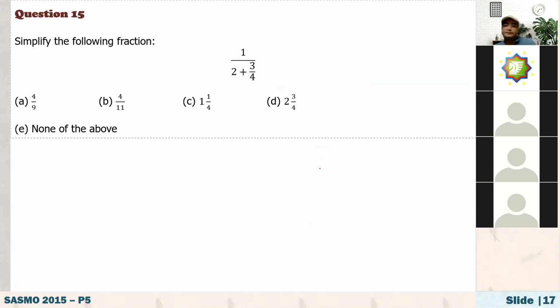Let's continue. That's a very easy question, right? What is the answer? Sunai, can you do this question? Simplify the following fraction. Okay, Sunai, can you do this? What is the answer? The answer is D. How do you know that?